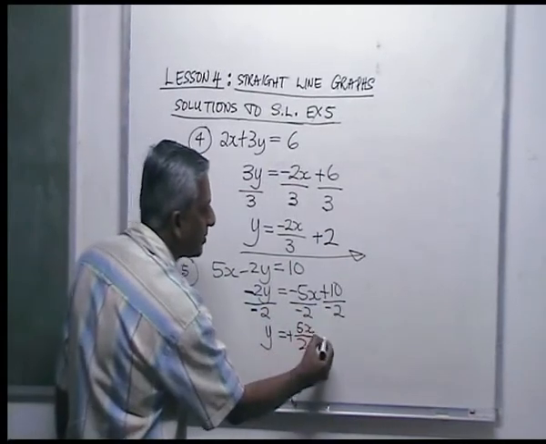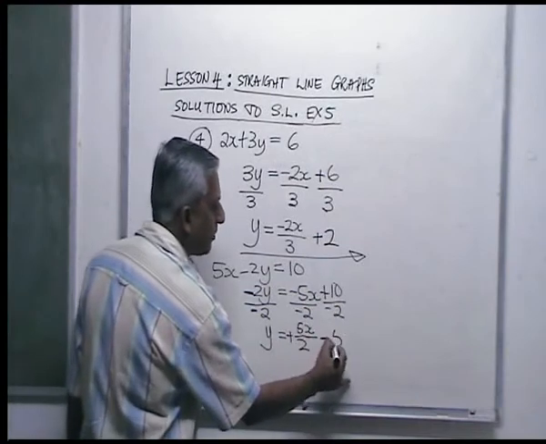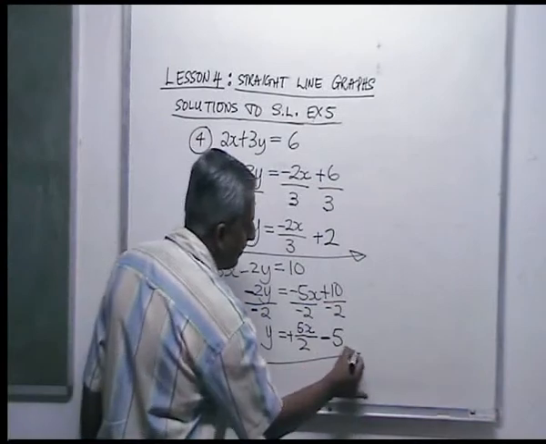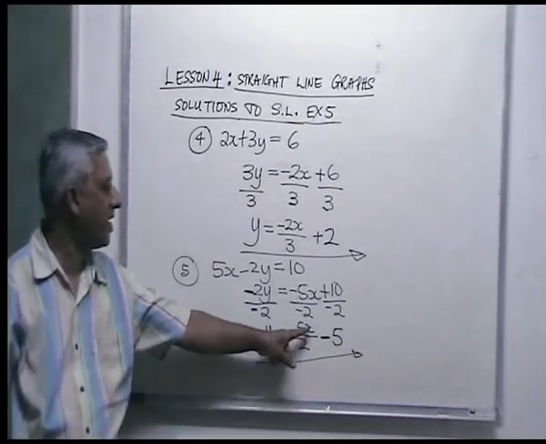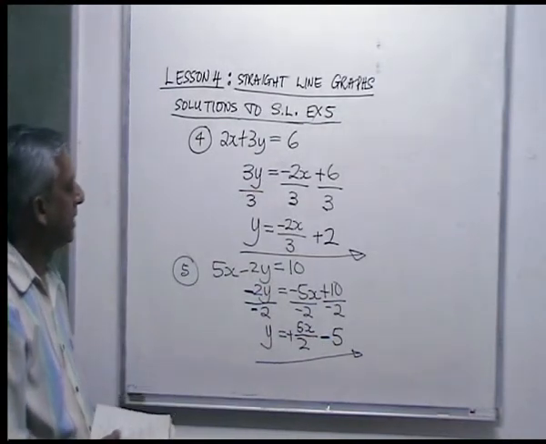Now, plus divided by minus will give you minus. And 10 divided by 2 will give you 5. So there's your final answer. In standard form, y is equal to plus 5x over 2 minus 5.